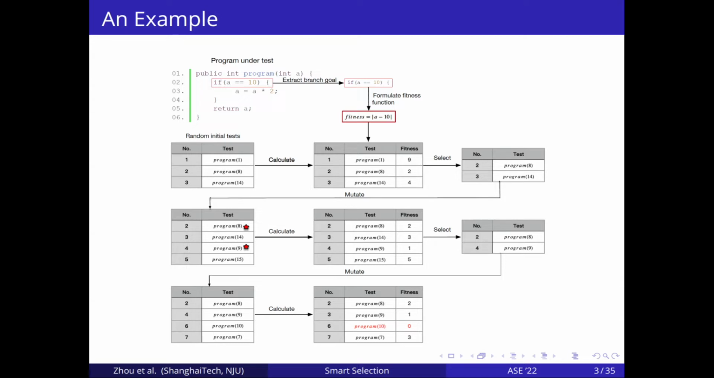After mutation, we calculate their fitnesses and make a selection again. Since number 2 and number 4 get the top 2 fitness, we keep them, then we do a mutation again. After calculation, we find that the best tests come out. Overall, this is a typical process of search-based software testing.